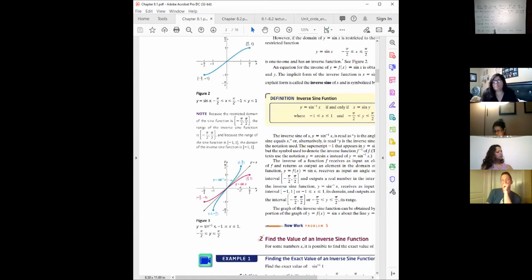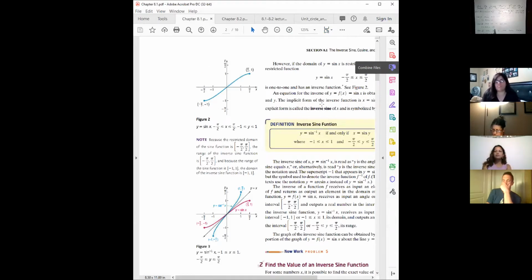And the whole purpose is just to be able to solve for values inside of a sine function. That's why we're doing this. Okay, that's making sense now.